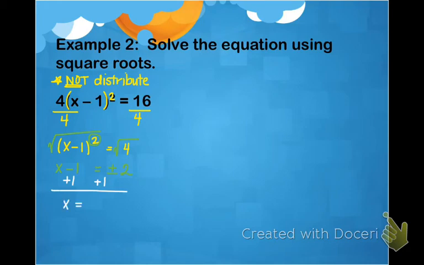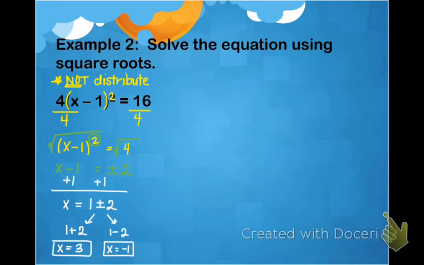So I get x equals 1 plus or minus 2. Notice that I put the number in front of the plus or minus. That's always the way that you want to do it. And since both of these are whole numbers, that means that my two possibilities would be 1 plus 2 or 1 minus 2. 1 and 2 are like terms, so we need to go ahead and simplify it down as much as we can. So x could be 3 or x could be negative 1.